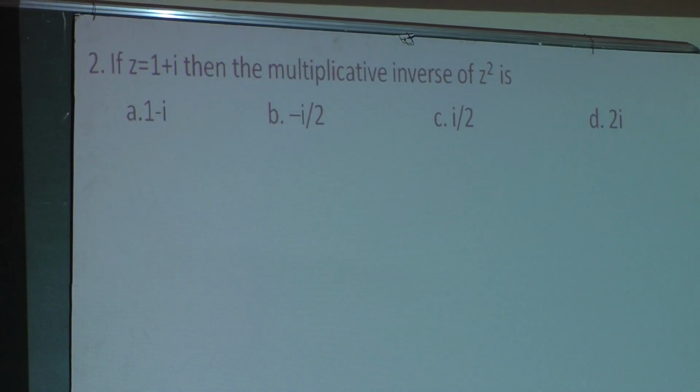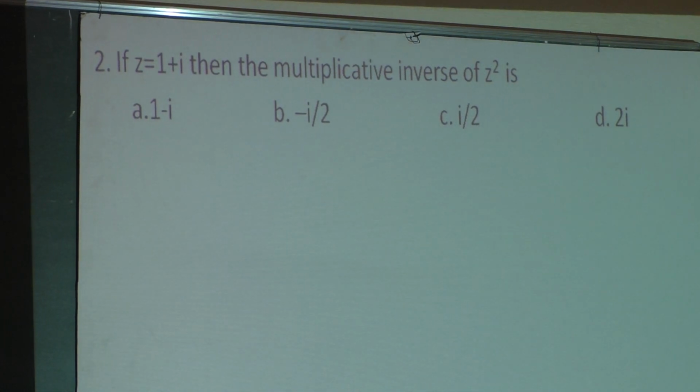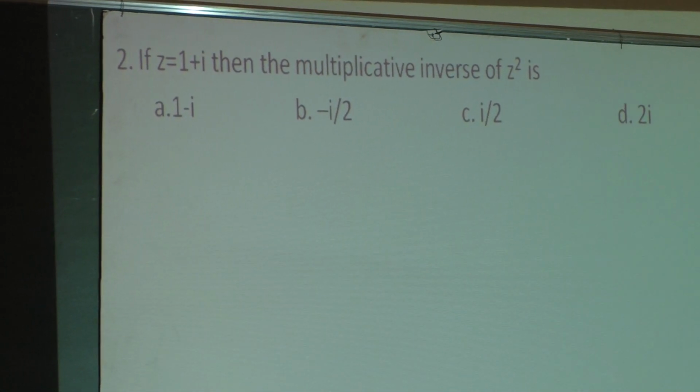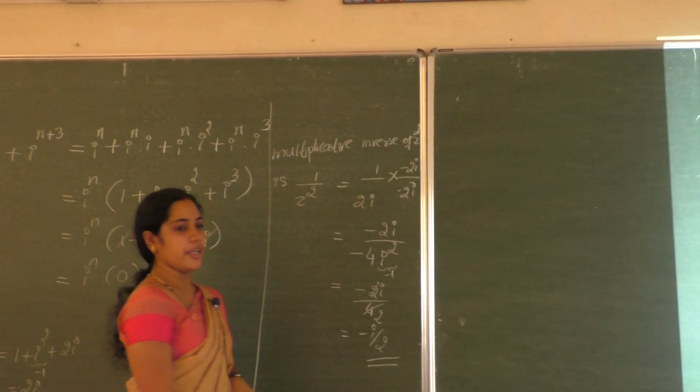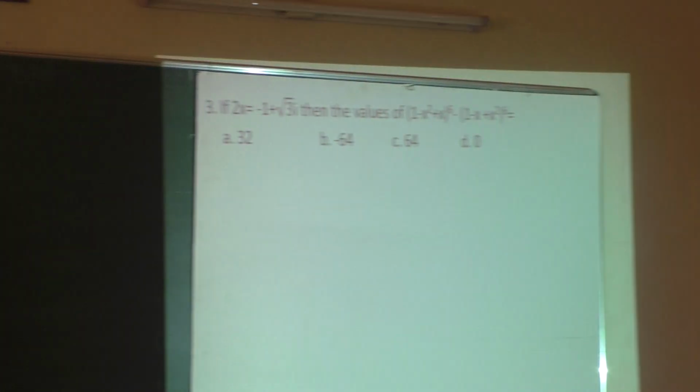The multiplicative inverse of z square is 1 by z square, so the value is minus i by 2. Next one.